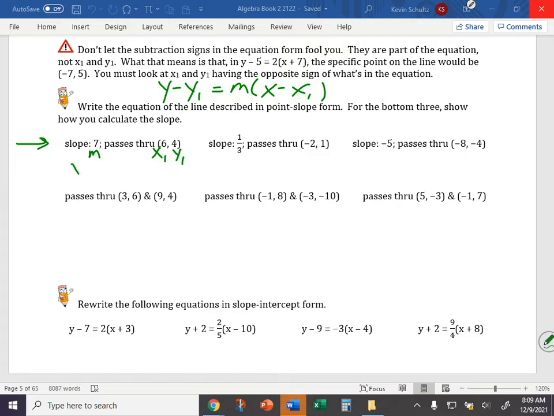So our equation would be Y minus 4, right? That subtraction sign is part of the formula. So Y minus 4 equals our slope of 7 times X minus 6. Y minus 4 equals 7 times X minus 6.